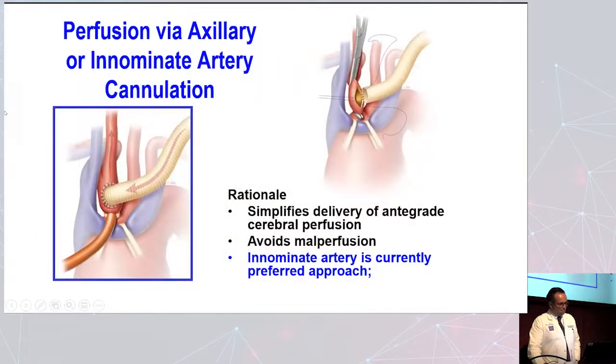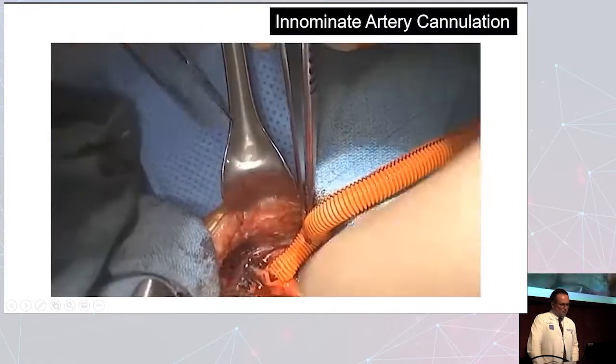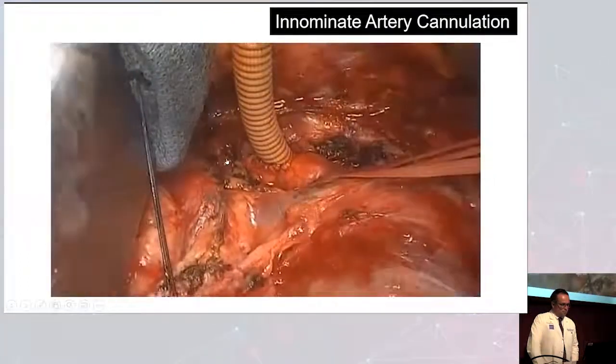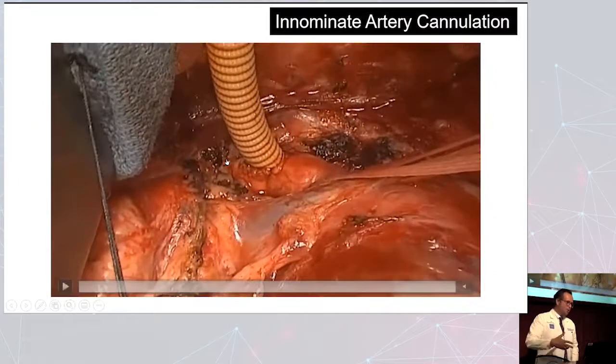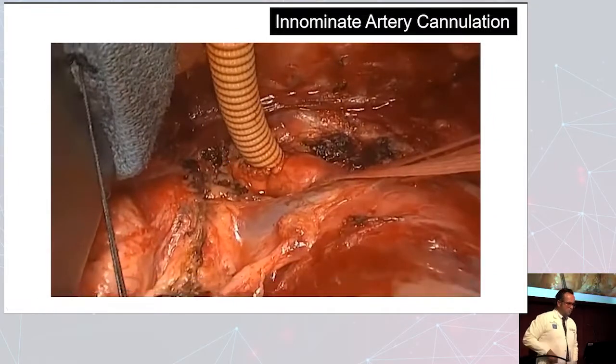So either way, I think we talk about perfusion via axillary or innominate artery cannulation. It depends. You have to feel comfortable doing an axillary cannulation; it takes a couple of cases to feel comfortable doing this. But both are good. They simplify the antegrade perfusion setup, and it's a good source of perfusion. The important thing here is that with the innominate, you're partially occluding some flow to the carotid.